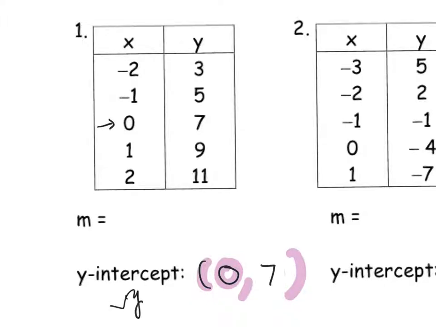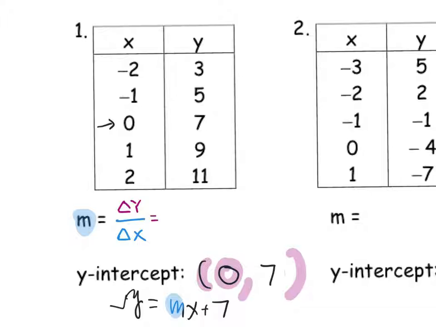So your equation would look like this. Y equals mx plus 7. So what is your slope? What is your m? Didn't we say that it's the change in y over the change in x? All right, well, let's go see.